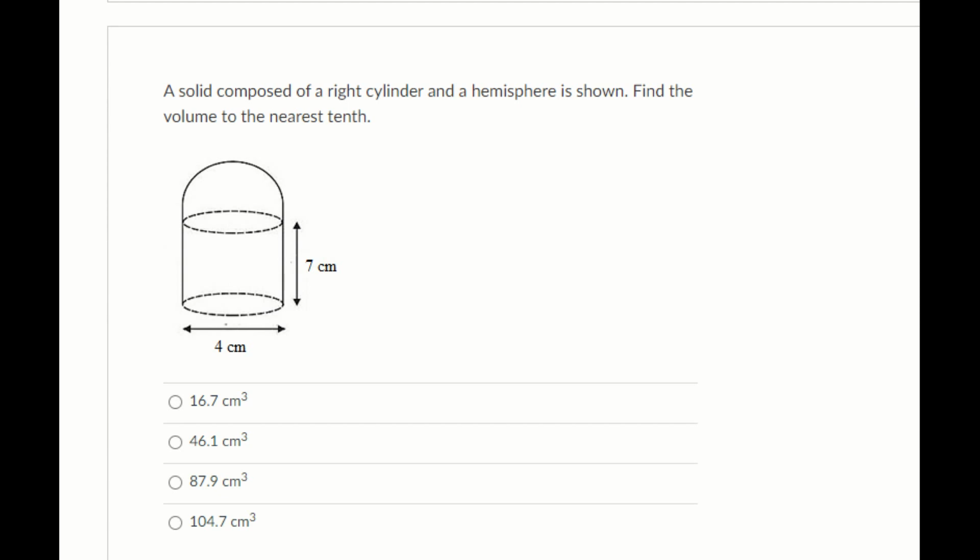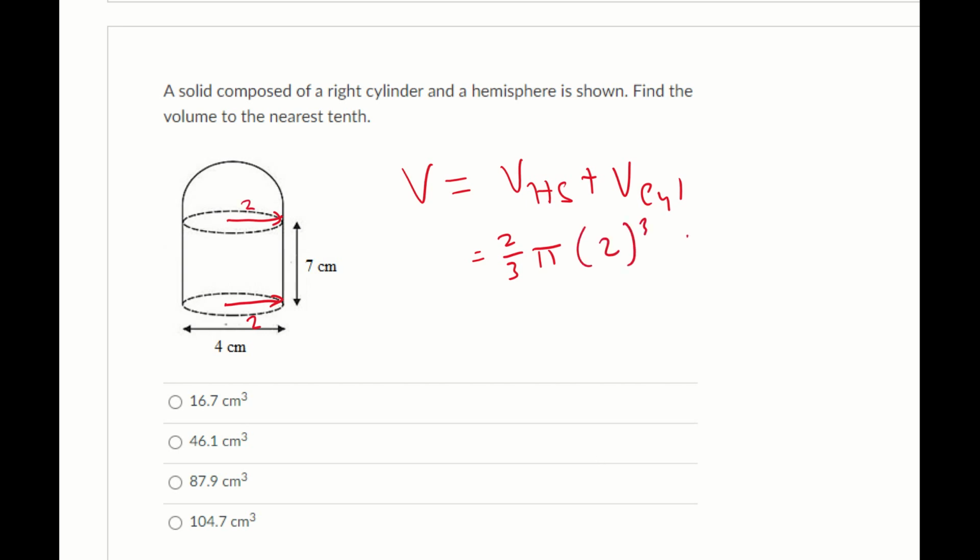A solid composed of a right cylinder and hemisphere is shown. Find the volume to the nearest tenth. So the volume total is the volume of the hemisphere plus the volume of the cylinder. Now the volume of this hemisphere is 2/3 pi r cubed. That's half of that of a sphere. And the radius of this cylinder, which is the same as the radius of the sphere, is 2, right? The diameter is 4, the radius is 2. So we're going to do 2 cubed.